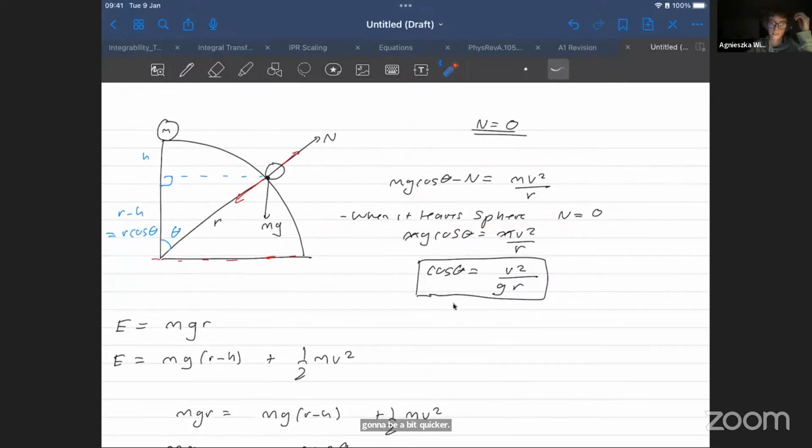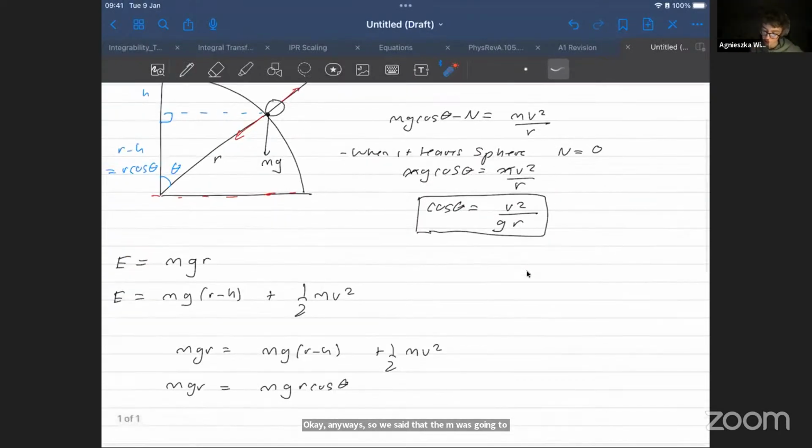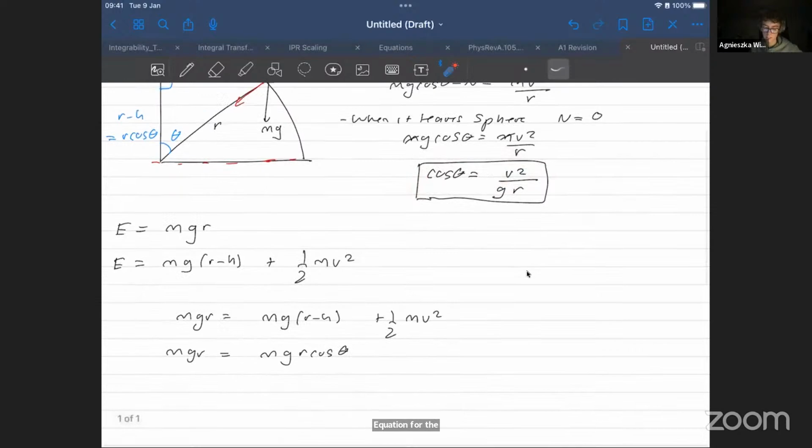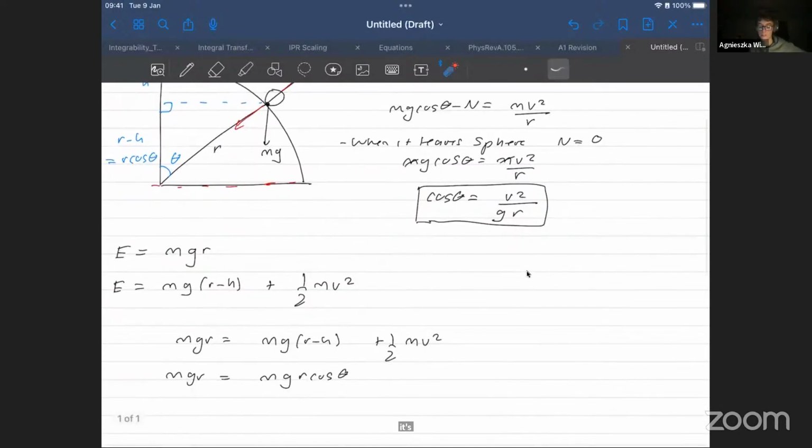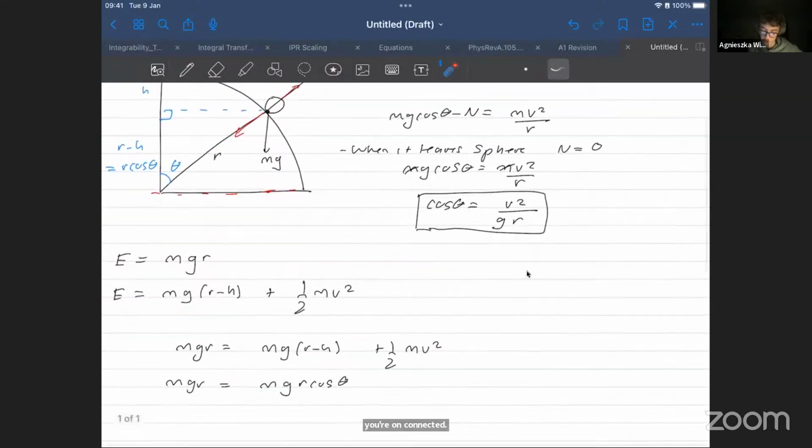Okay, anyways, so we said that the marble is going to leave when the normal reaction force is equal to 0, and we found an equation for the angle. As a result, the energy at the point where it leaves is just the gravitational potential and kinetic, so mg(r minus h) plus a half mv squared.